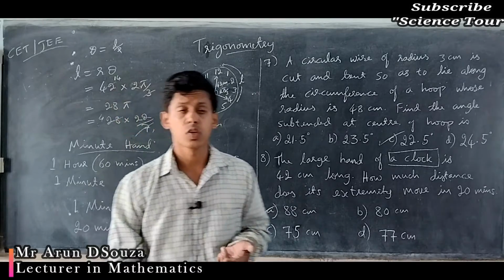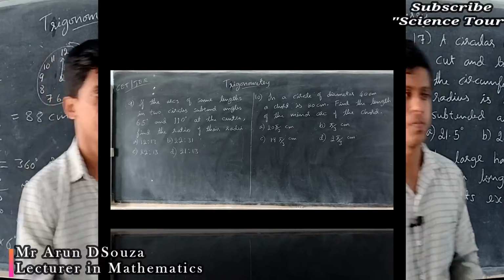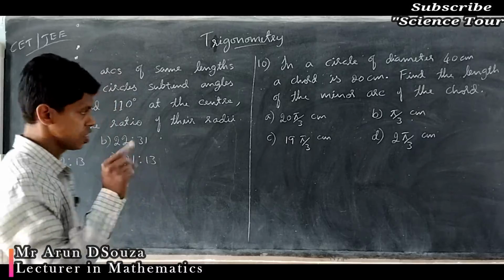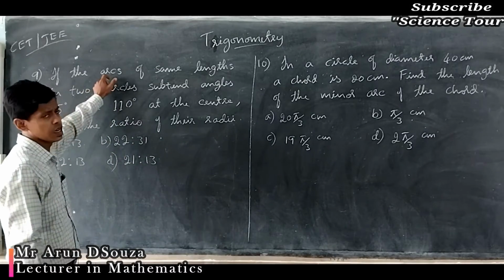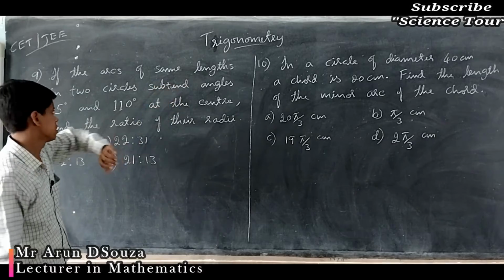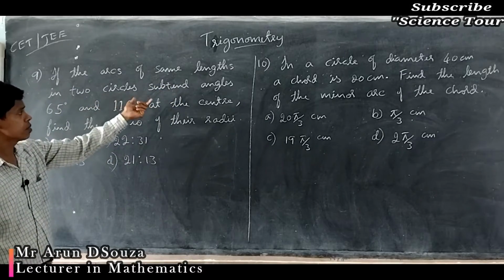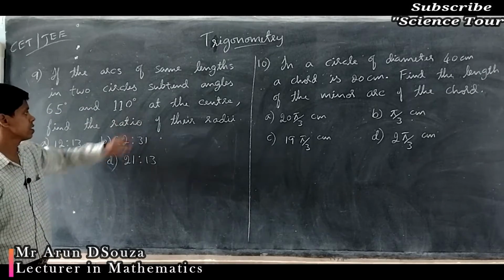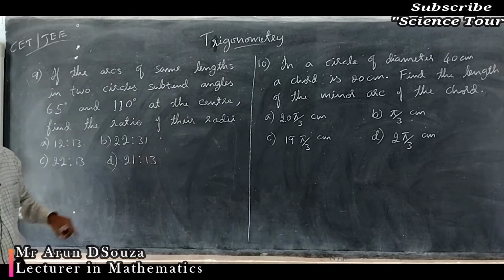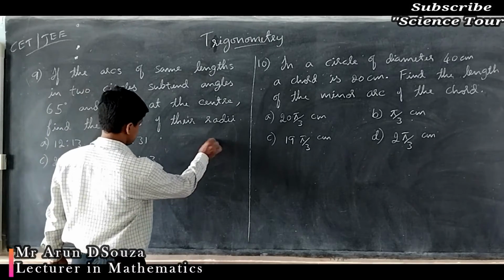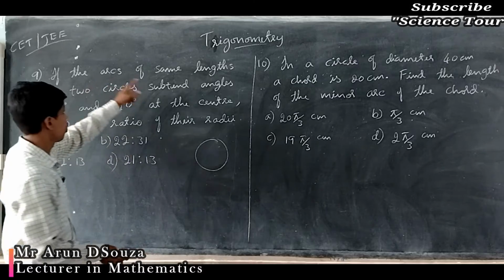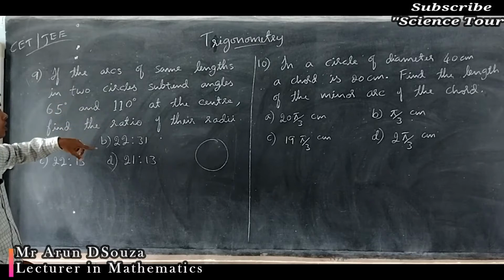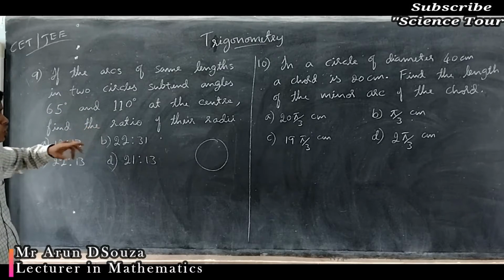Now let's move to the next question. Let us look at question number 9 here. This is about finding the ratio. If the arcs of same lengths in two circles subtend angles 65 degree and 110 degree at the center, find the ratio of their radii. So there are two circles of same arc length, but the angles are different. You have to find the ratio of the radius.